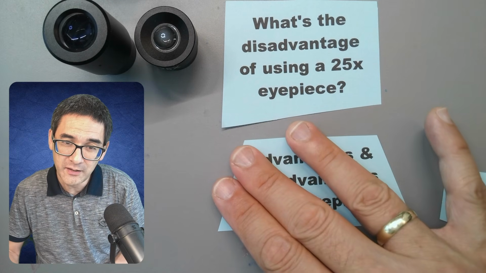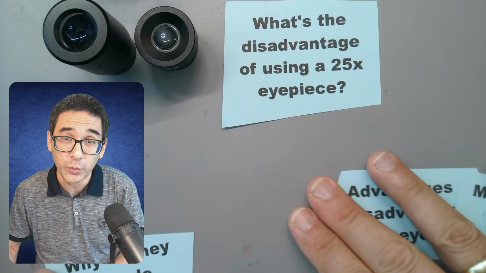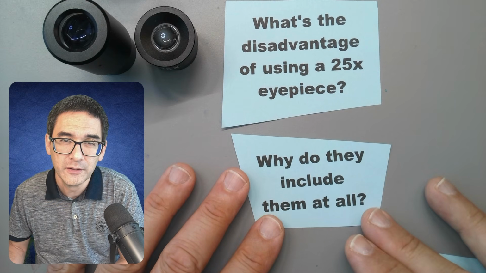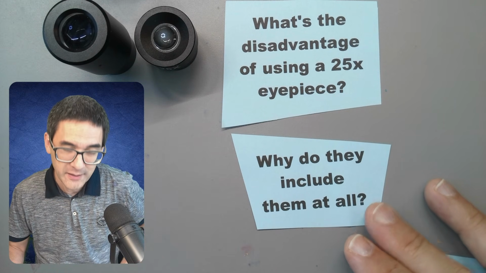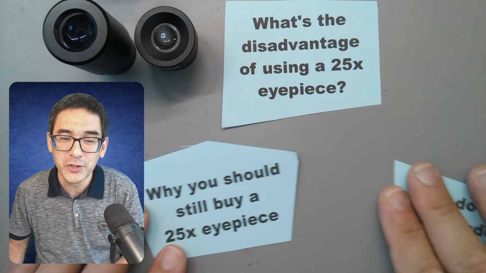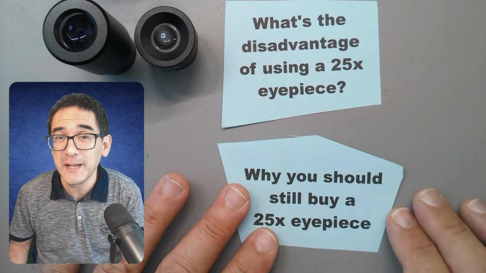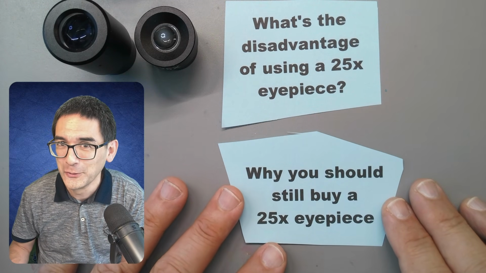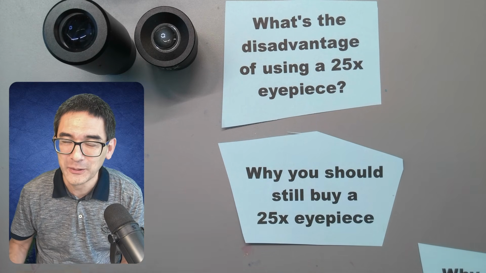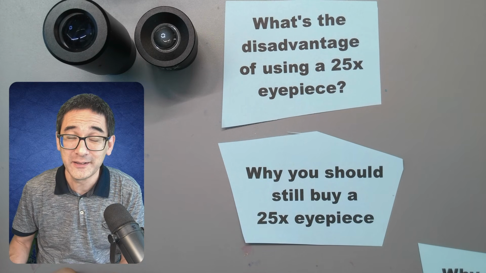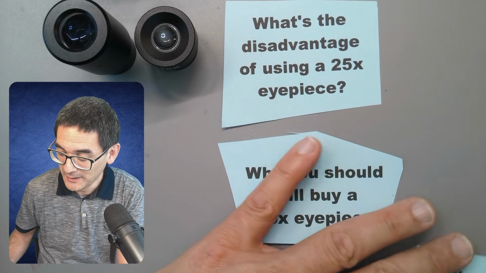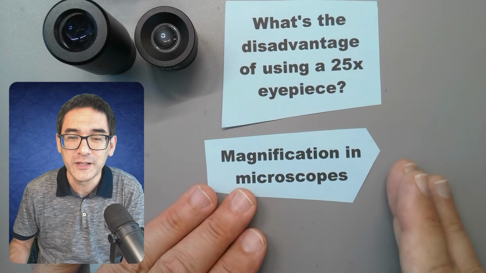Then the question is, if the disadvantages actually outweigh, then why do microscope companies actually include them at all? That's an interesting one. And why I think you should, it's going to surprise some of you, still buy a 25 times eyepiece even though you're not going to see a lot more. Okay, so that's what I would like to talk about in this video, and I'm going to start off with the first one, and that is a short recap about the magnification in microscopes.